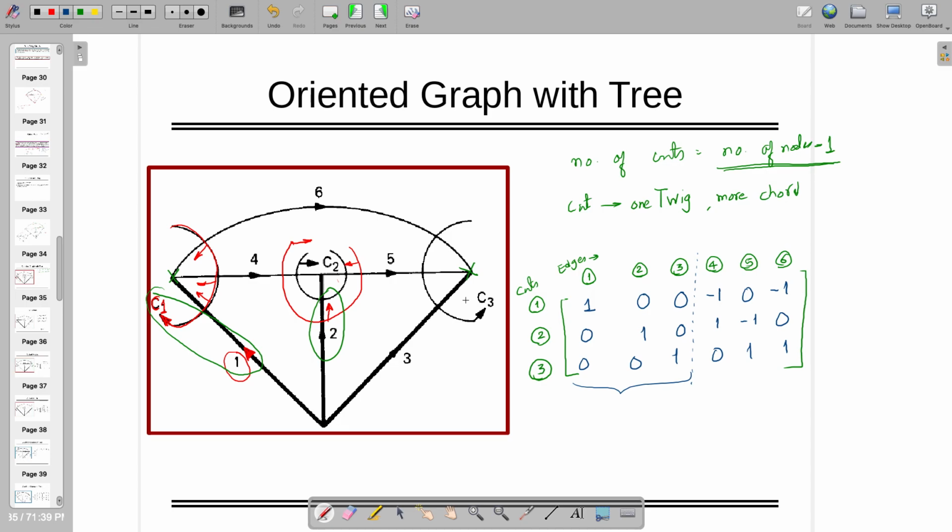In GATE examination also people are asking such questions. Okay, this is straightforward. This matrix we are going to call Q. The Q matrix is associated with the cut set, or KCL.